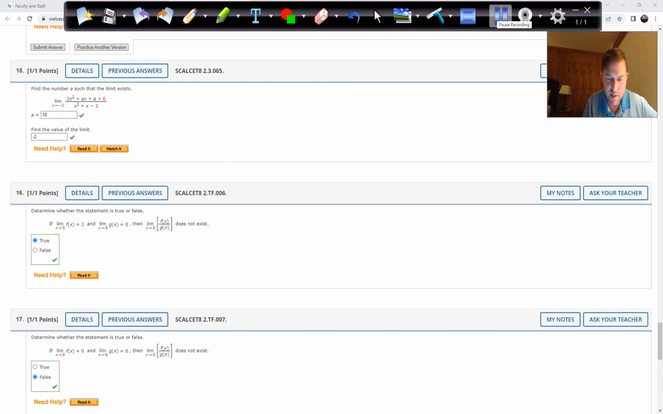Okay, problem 15 might be one of the hardest ones in here, so let's really look at it. It says, what's the limit as x approaches -2 of 3x squared plus ax plus 8a plus 6 divided by x squared plus x minus 2? So the first thing you want to do, at -2, is factor.